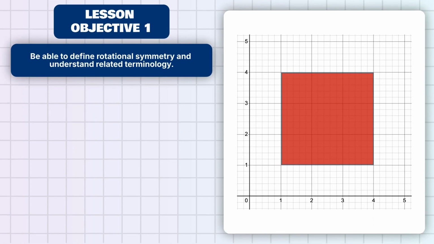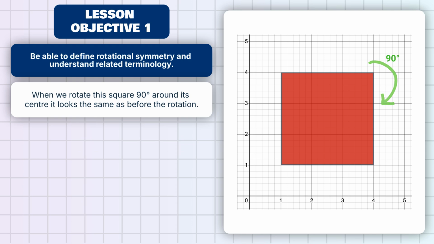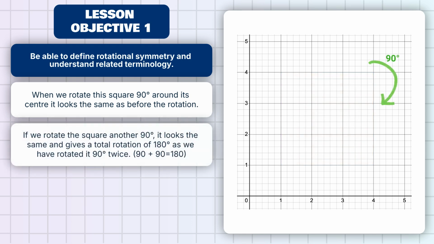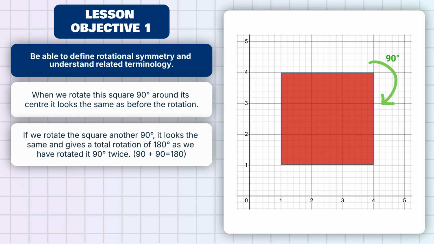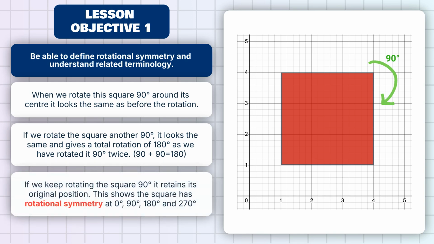Here we have a simple square plotted at the highlighted points. Let's see what happens when we rotate this square 90 degrees around its center. Notice how it looks the same as before the rotation. Let's now rotate it another 90 degrees to give a total rotation of 180 degrees. Again, it looks exactly the same as before. Can you guess what happens if we rotate it another 90 degrees to give a total rotation of 270 degrees? Yep, it still retains its original position. And you guessed it, rotating it a further 90 degrees has the same effect. This demonstrates that a square has rotational symmetry at the angles 0 degrees, 90 degrees, 180 degrees, and 270 degrees.